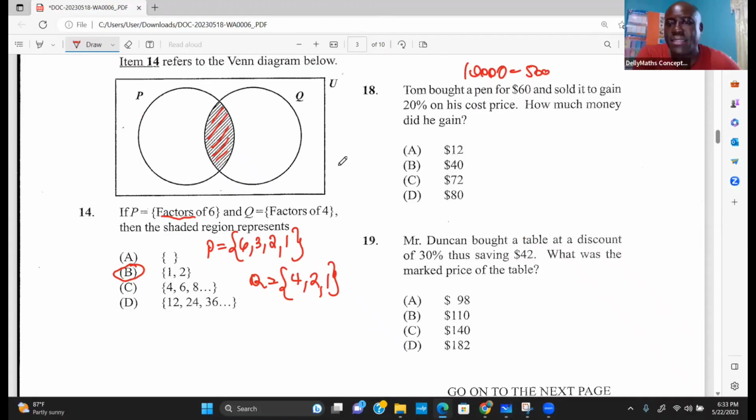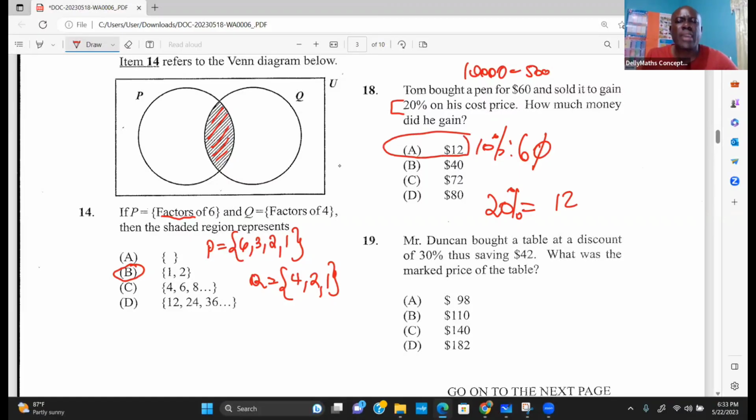Tom bought a pen for $60 and sold it to gain 20% of his cost. How much did he gain? Look at the percentage they're using. It has something to do with 10. So I'm just saying 10% is $6. That means 20% is $12. I'm done. I don't need to calculate this, because I want to be able to easily find 10 by looking at it. Even mentally, when you look at it, you're like, oh, 10 is $6. That means 20 is $12. So how much did he gain? $12. Without any big working, you're able to snap your fingers with your 10% idea.